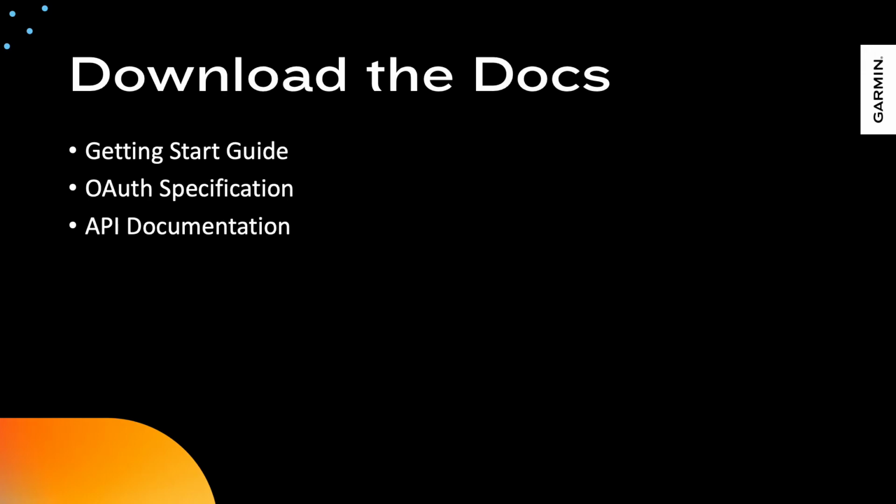The developer portal is where you can access the documentation for the APIs. Each API has its own documentation in the form of a PDF. There's also a Getting Started guide and a separate document for the OAuth process. I recommend downloading the Getting Started guide, the OAuth specification, and the documentation for each API that you will be using. These documents will be your reference guides while integrating with the APIs.